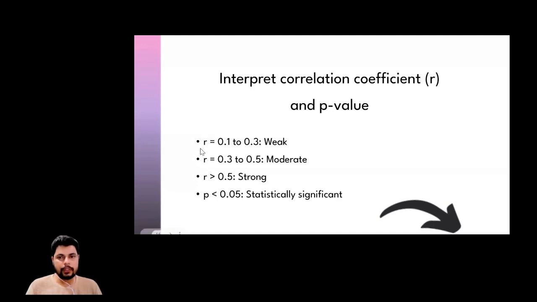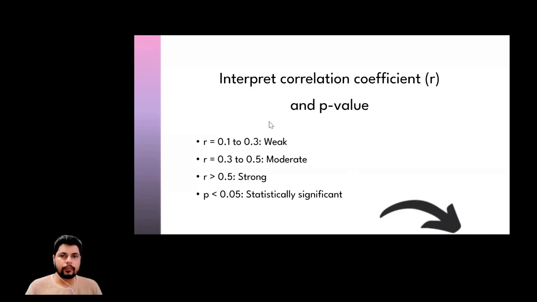The value of the correlation coefficient basically defines the range. You can see that 0.1 to 0.3 is weak, 0.3 to 0.5 is moderate, and above 0.5 is strong. And the fourth value represents the p-value, that is 0.05. If the p-value is less than 0.05, then the result is statistically significant.